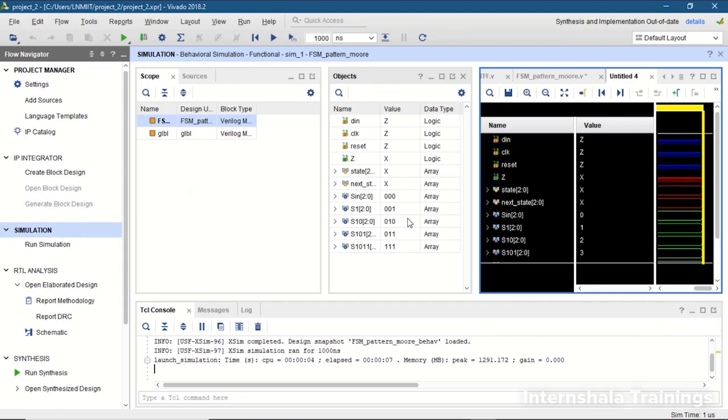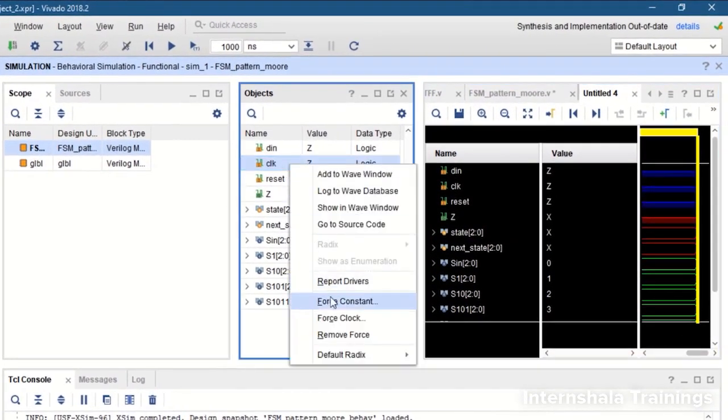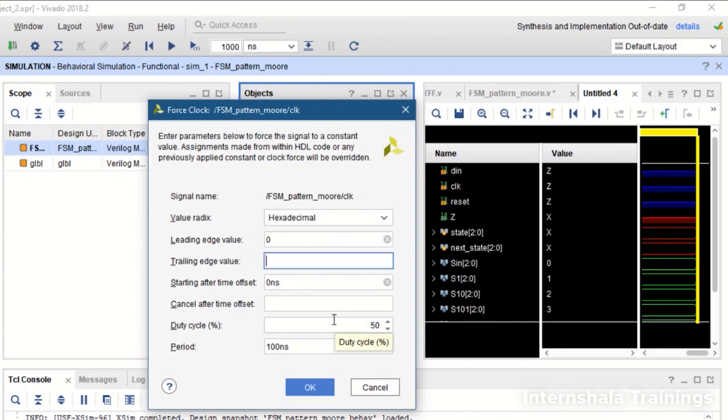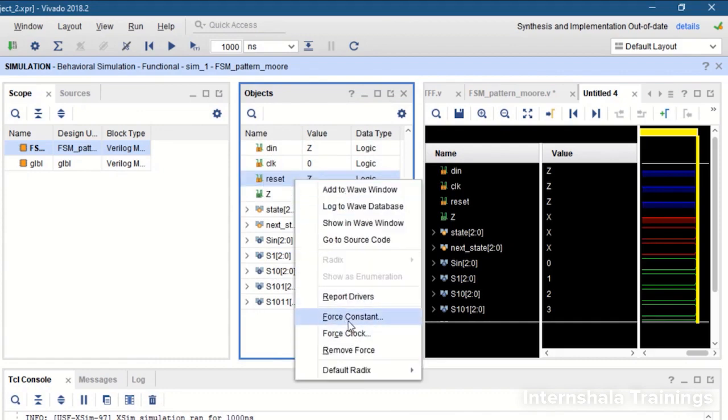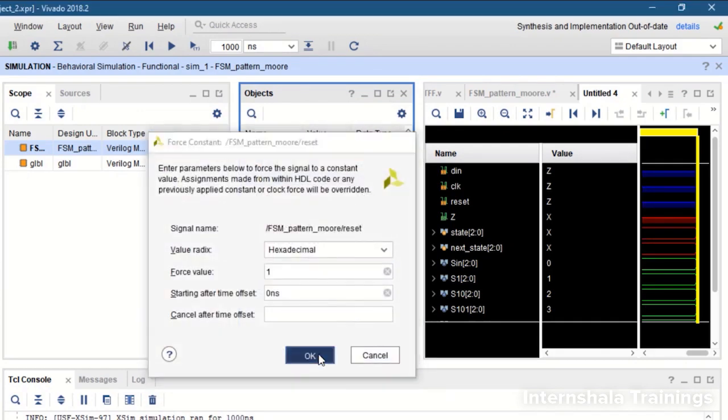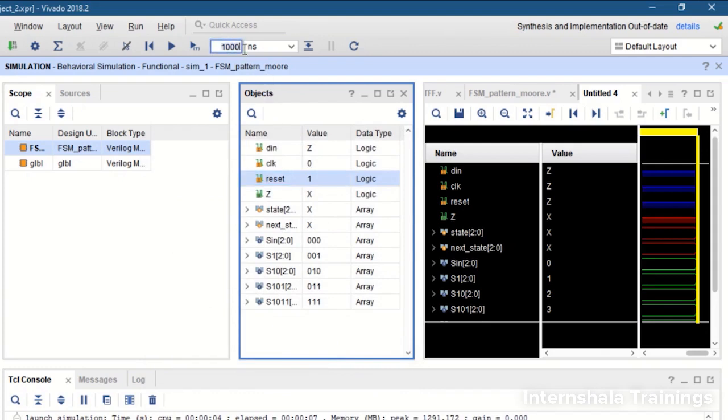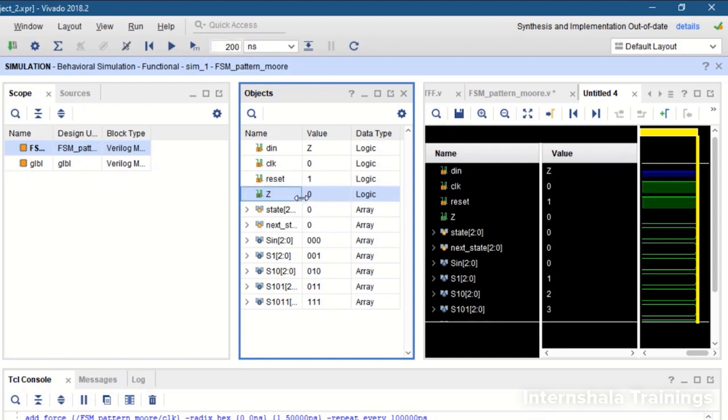The simulations for a pattern detector need to be done very carefully. First thing, define the clock, which is 0, 1, 100 nanosecond. Then, very important, put reset signal equal to 1 and run for 1 or 2 clock cycles. Our 1 clock cycle is 100 nanosecond, so I am running it for 200 nanosecond. What happened because of that? We got a clear value for Z. It is not X anymore.